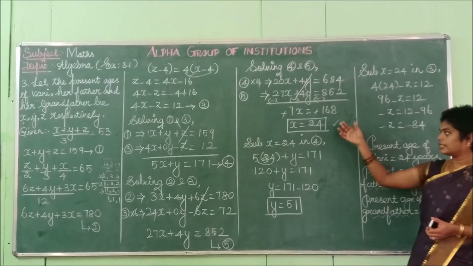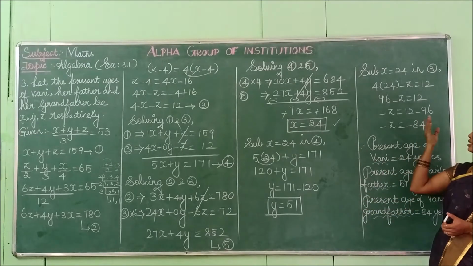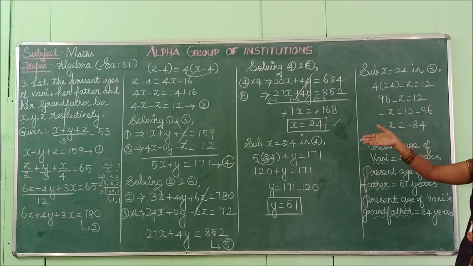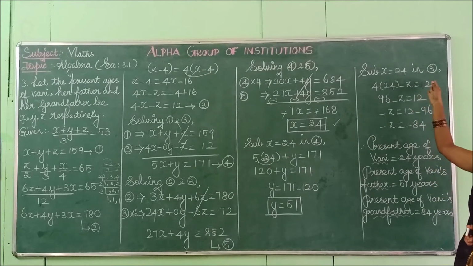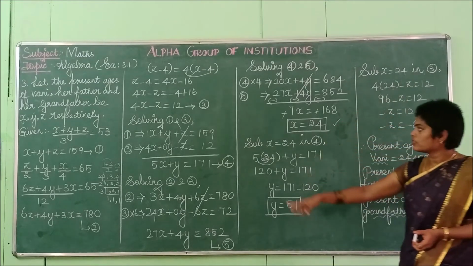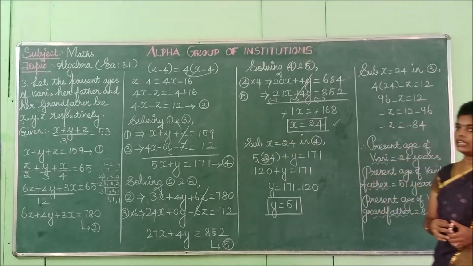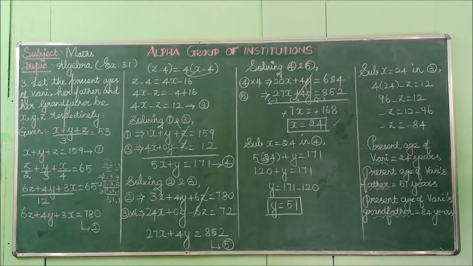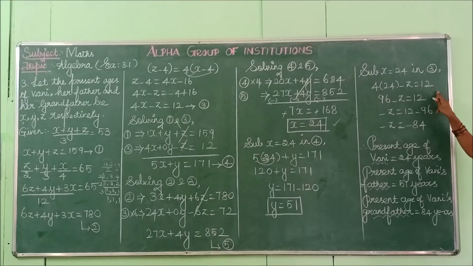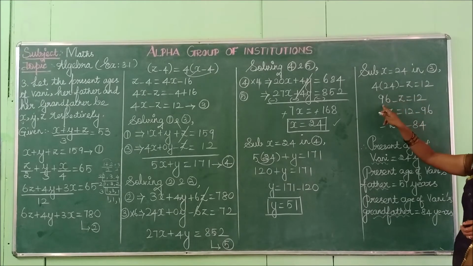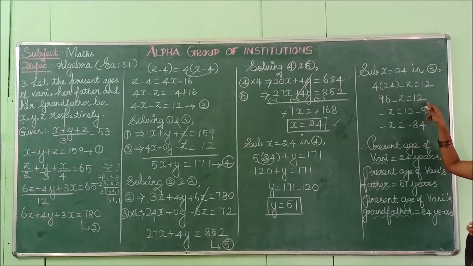Now you substitute the x and y values in the first equation, or the third equation. Any equation you can substitute and find. Here I substituted the x value in the third equation. What is the third equation? 4x minus z is equal to 12. So 4 into the x value 24 minus z is equal to 12. 4 into 24 is 96, minus z is equal to 12.